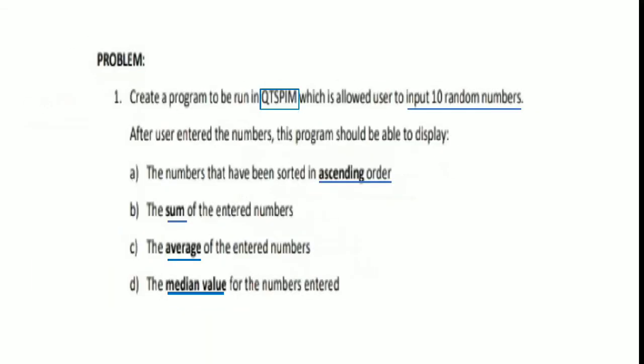Program to be run in QtSpim, which allows the user to enter 10 random numbers. After the user enters the numbers, this program should be able to display: A, the numbers that have been sorted in ascending order; B, the sum of the entered numbers; C, the average of the entered numbers; D, the median value of the numbers.